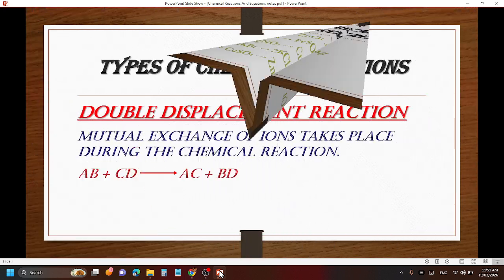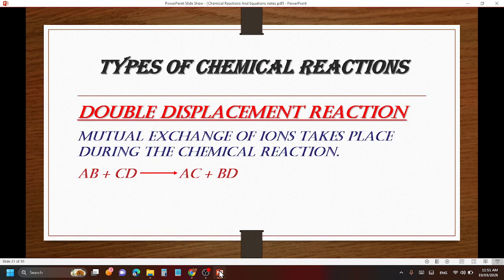So if we move towards the next reaction, this is my favorite topic. But the thing is, CBSE doesn't ask that many questions on this topic. But our goal is to prepare everything. Double displacement reaction. What is this? Mutual exchange of ions takes place during the chemical reaction. Did not understand anything? I know that. So what happens is the exchange of both things takes place.